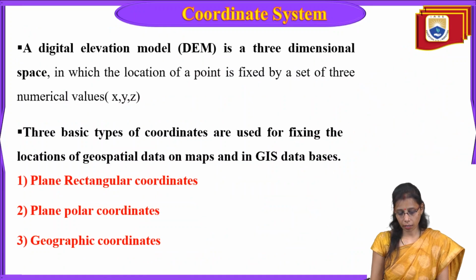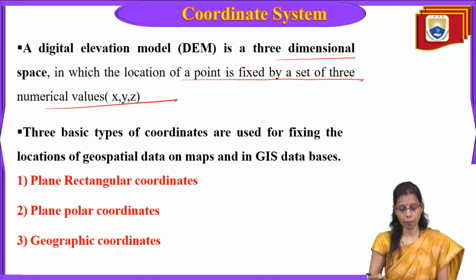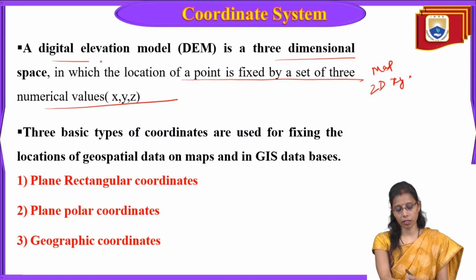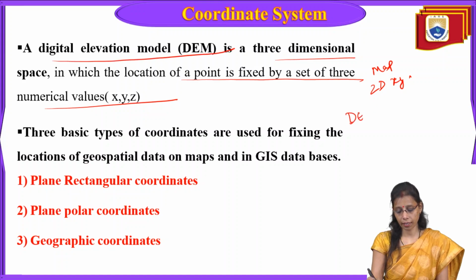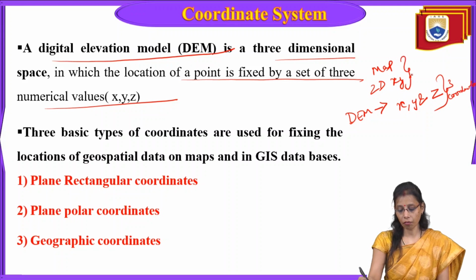Next, a digital elevation model is a three-dimensional space in which the location of a point is fixed by a set of three numerical values. In a map, you have a 2D set of x and y. Whereas when you talk about the digital elevation model, we call it DEM. When you show the DEM, you have a set of x, y, and z. So you have three coordinates here, whereas in the map you have two coordinates.